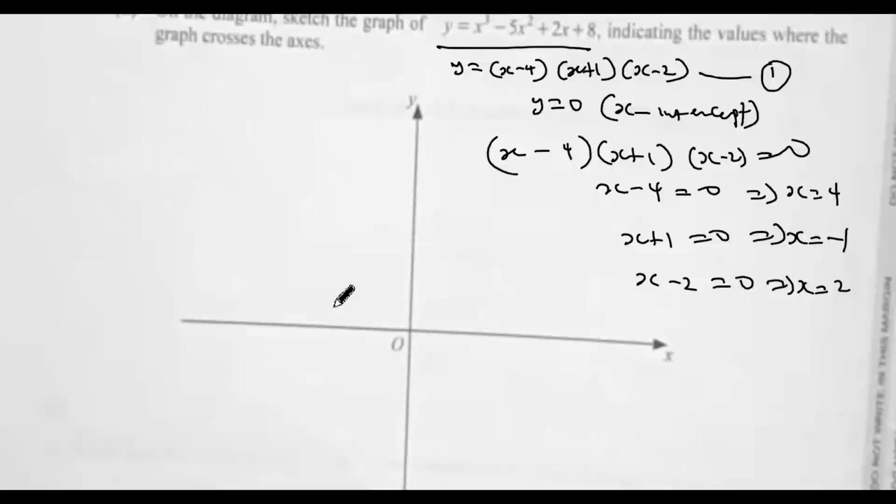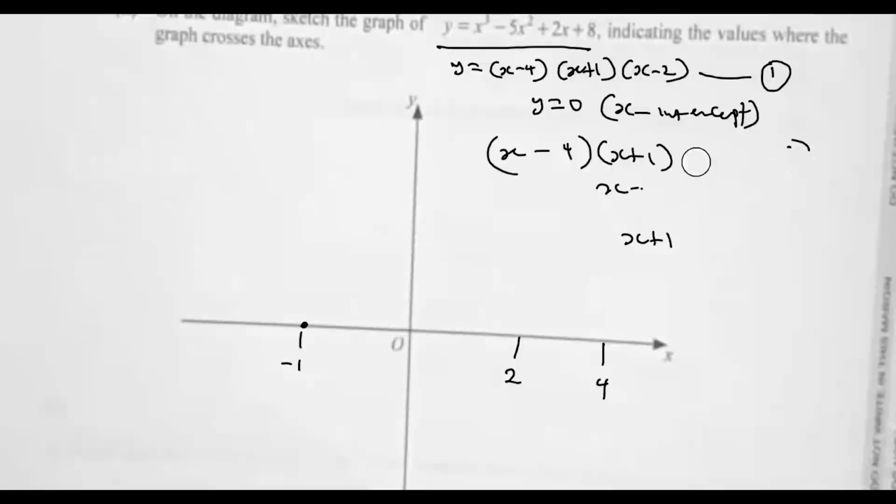So the x-intercepts are x equals -1, so I can put -1 somewhere here on this point. Then I have the other one, 2, so let it be somewhere around there. So we have x equals 2, and the third one, x equals 4. Let's remove this to have more space. Okay, so that is what you need to do.